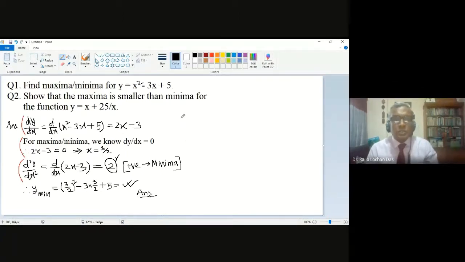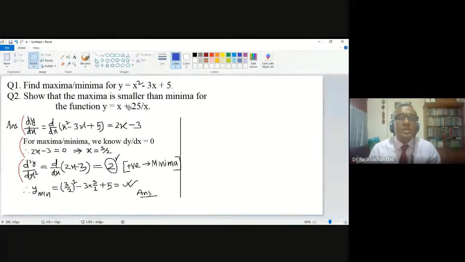Now let us talk about the second example. What is the second example? It is the same thing you do, but in this case, you will show that the maxima is smaller. There is a funny and little tricky thing so that you can easily understand. Let me do the calculation for you, and then I will show you the graph so that it will be clear. Okay, so we are now doing question number 2.